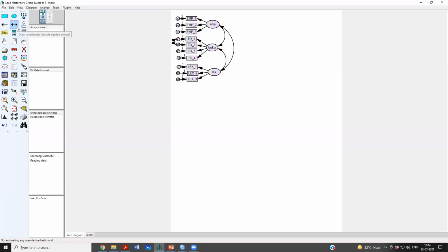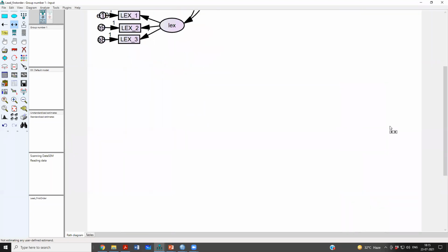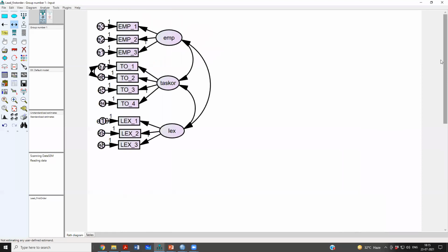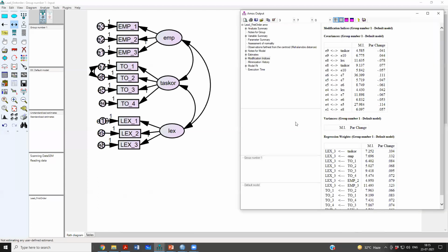We will select the double direction arrow and we will covary. So E6 is highlighted, the red circle, and let me zoom in and show it to you. Okay, so we are covarying E6 and E7, right, because these are items that belong to the same latent factor. Then we go back to our software.